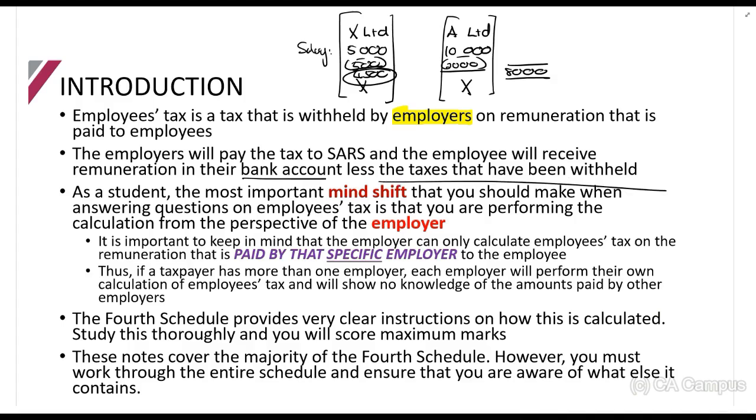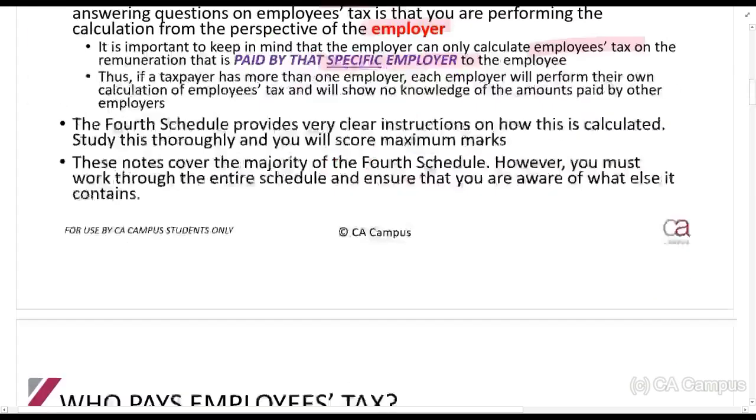As I mentioned previously, it is important for you to make the mind shift when you're looking at employees tax, and to remember that you are doing the calculation that the employer is going to be performing. So each employer can only calculate employees tax on the remuneration paid by that specific employer.